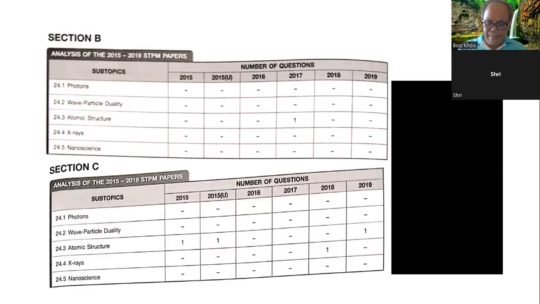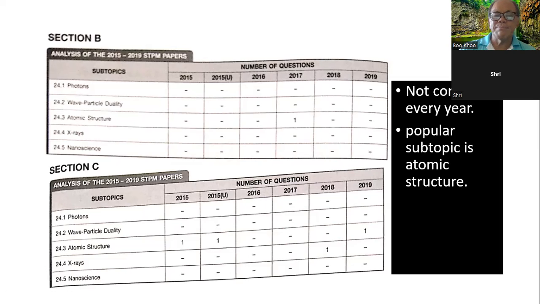Okay, now let us look at section B and C and try to understand what is coming out. It doesn't come out every year. You can see that this one comes out, this year doesn't come out. But it's quite almost every year. Popular subtopic: atomic structure, atomic structure, atomic structure. X-ray does come out also, but others are not so popular.